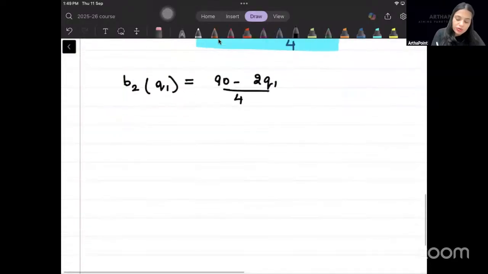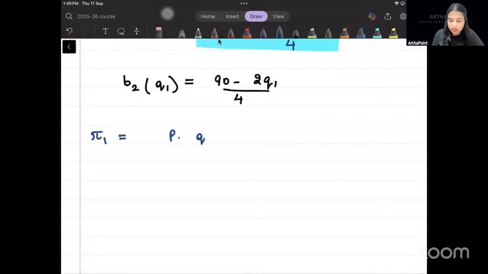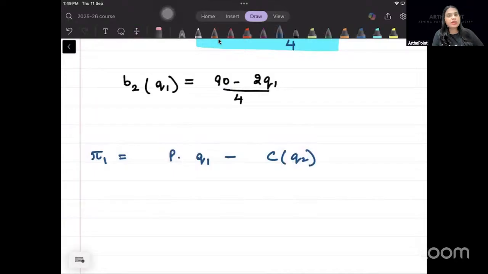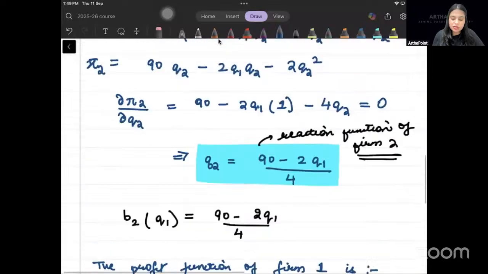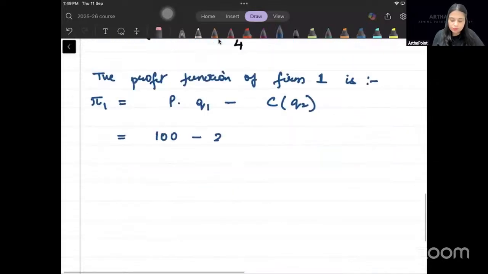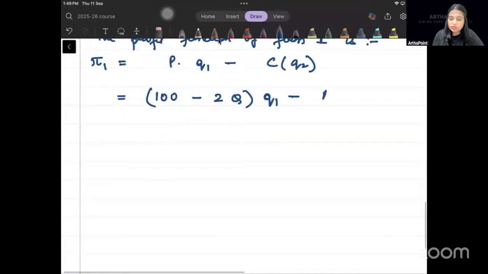Okay. Now look at the second part. Sorry, look at the profit function of the first firm. So price into quantity minus cost. Writing each statement is not that harmful, you should write it because it is a 20 marks question. So you can say the profit function of firm 1 can be written like this. Price is given to you, 100 minus 2Q, into Q1 minus cost, which is 10 Q1.